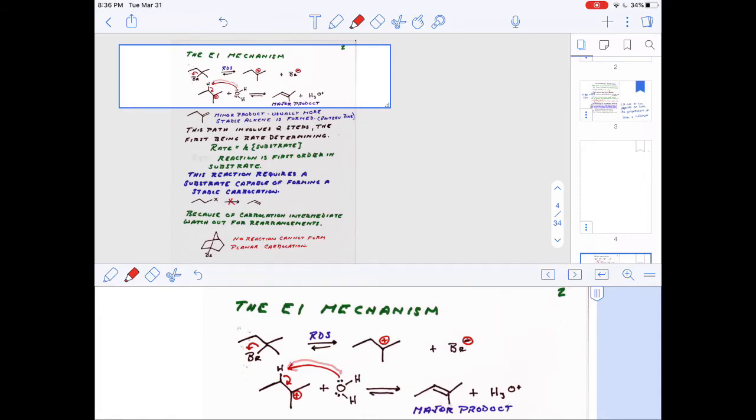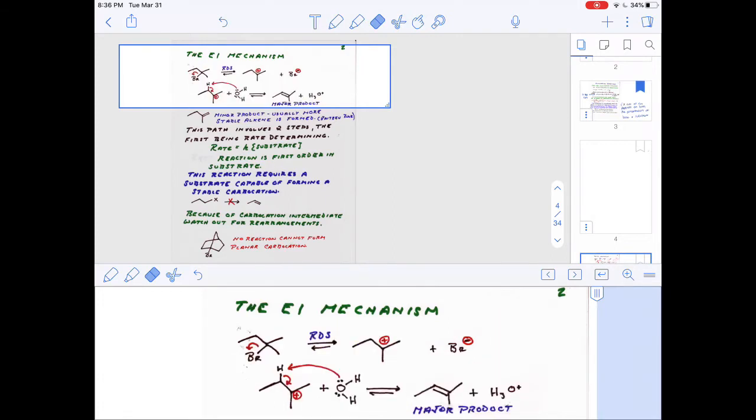So the electrons here pull off this H, and then the electrons from the bond move down into the molecule and form the double bond. And then you have 3 H's on your O, so you have a protonated H2O.